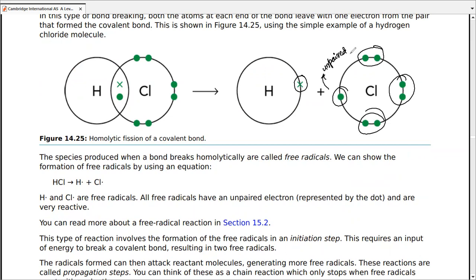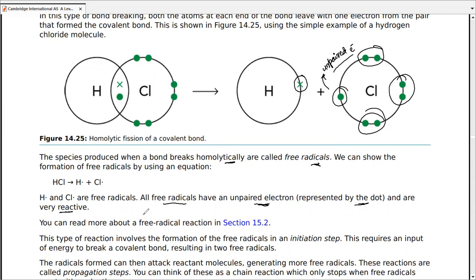In organic chemistry, unpaired electrons have very important roles to play. Now, when homolytic fission happens, or a bond breaks homolytically, they produce free radicals. What are free radicals? Free radicals are the species that have an unpaired electron, which is represented by a dot up top, and they are very reactive.